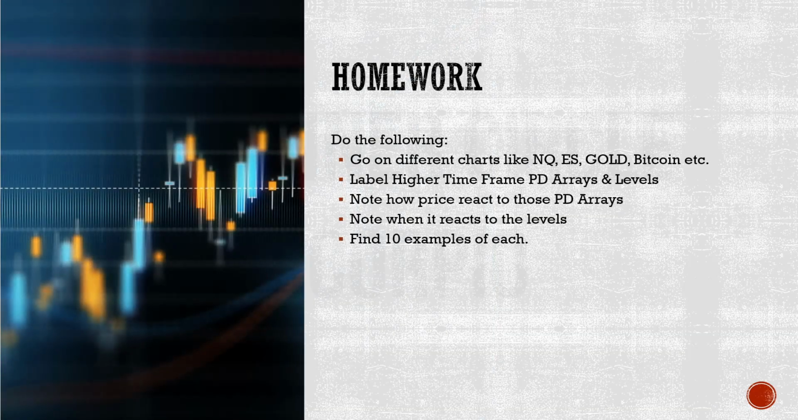Now what I want you to do is go on your charts, whichever you like, and label the higher time frame PD arrays, like a daily wick, a daily imbalance, an hourly fair value gap, an hourly breaker, whichever you like, whichever you want to trade, right? It's up to you which you want to trade. And different levels, like I added those wick levels on the chart.